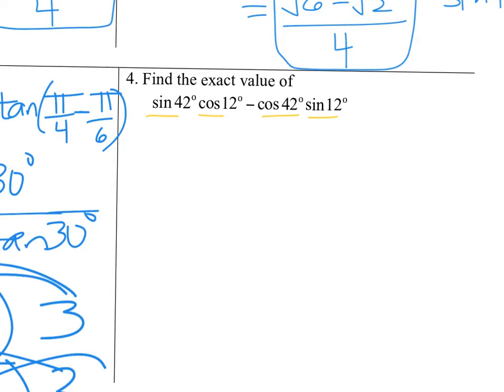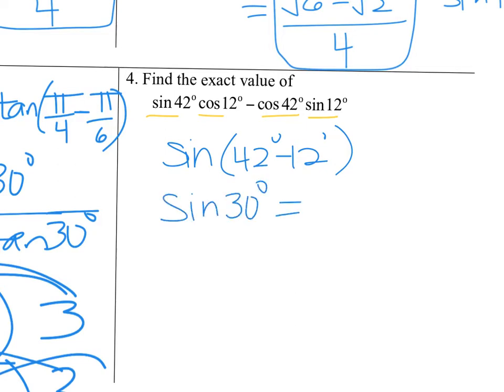Let's bring it back to what it was before someone took this whole thing and put it all the way out. So this is really the sine of what? 30. It's the sine of 42 minus 12. Do you see that? It's the difference formula for sine. Sine, cosine, cosine, sine. And so this is the sine of 30 degrees. And the sine of 30 degrees is what? 1/2.